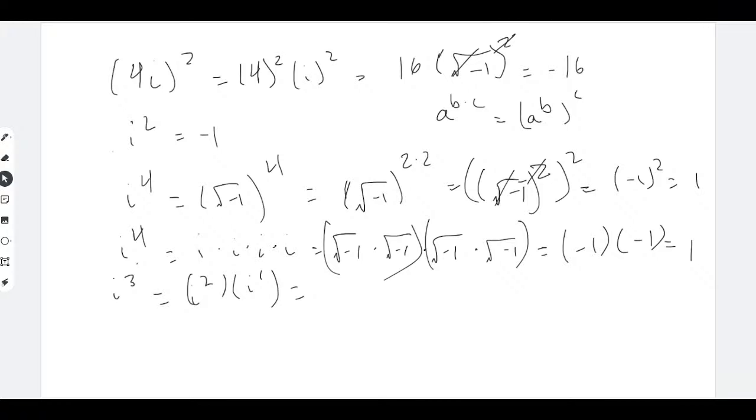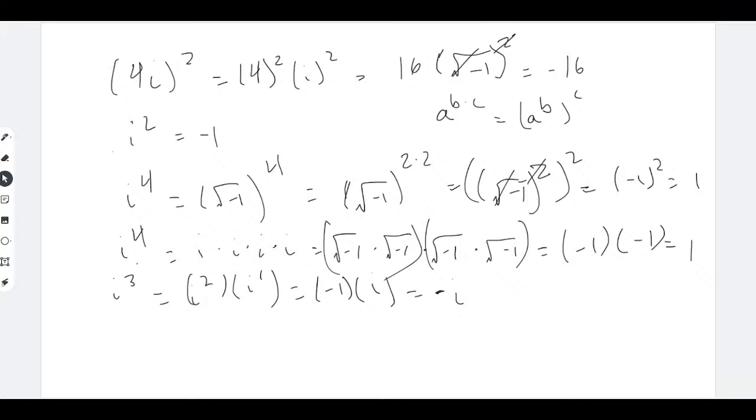It's equal to -1. Okay, and then i to the first, anything to the first power is just itself, right? So i to the first is just i. And then -1 times i is equal to negative i, right? So i cubed is equal to negative i, and i squared is equal to -1, and then i to the fourth is equal to 1.